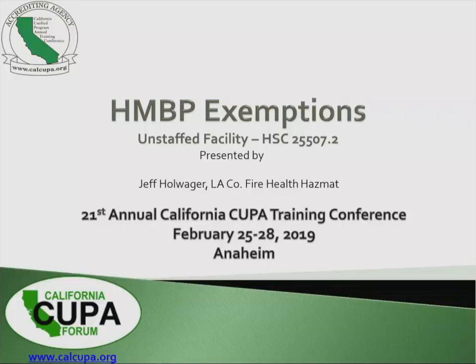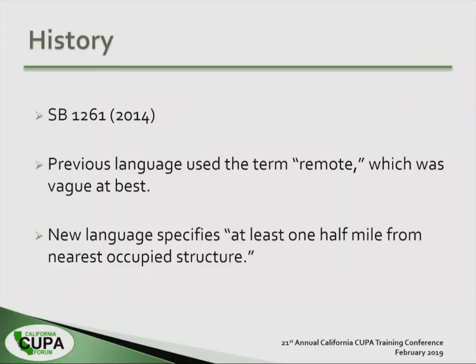So Jeff's portion was to talk about remote sites. So let's talk about them. Senate Bill 1261 added a lot of amendments to the Health and Safety Code 6.95. One of them was to clarify the language of remote. The language specified in remote was quite vague, and what it did was say that remote means it's at least 1/2 mile from the nearest occupied structure. So that's the definition that was clarified.